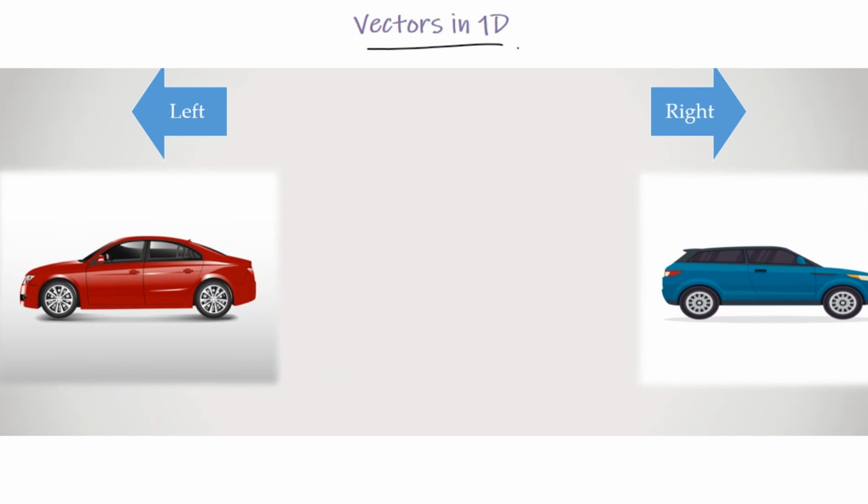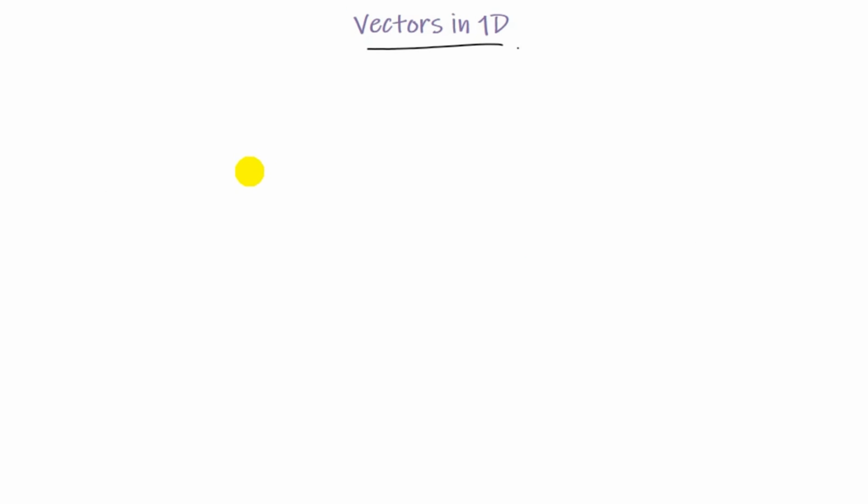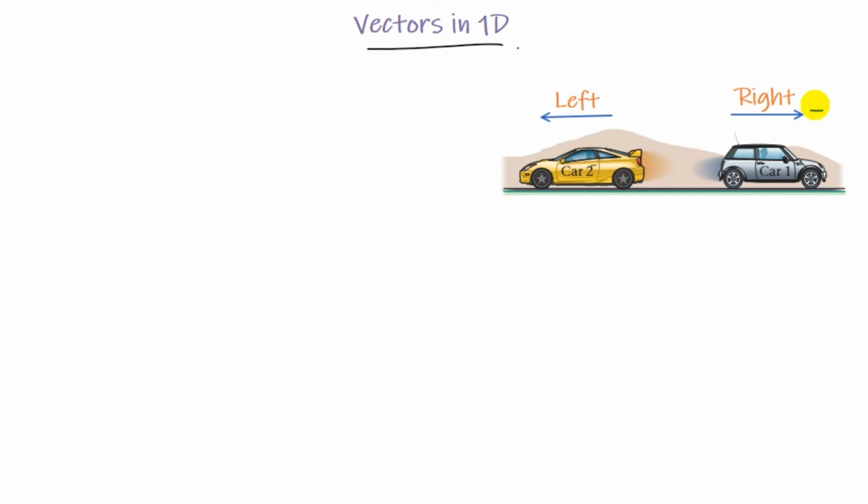Here you can see that there are two cars. One is traveling to the right side and another one is traveling to the left side. That is, they are moving in opposite directions. We are going to indicate the direction of travel with a plus sign for motion to the right and a negative sign for motion to the left. So this direction we are taking to be positive and this direction negative. And suppose that the two cars are traveling at a speed of 30 meters per second.